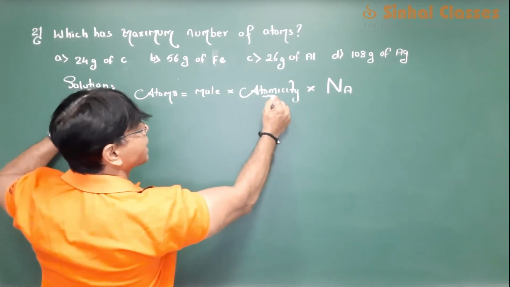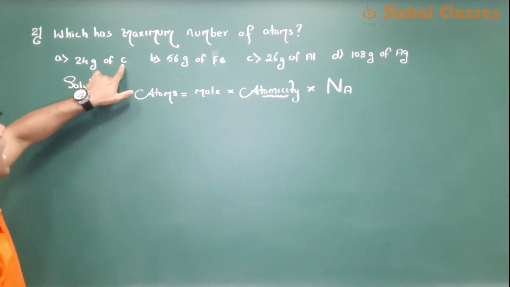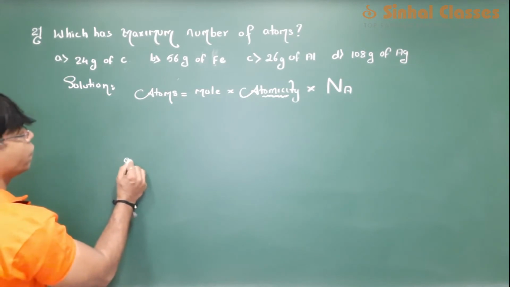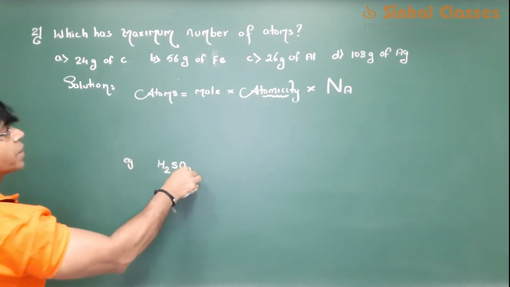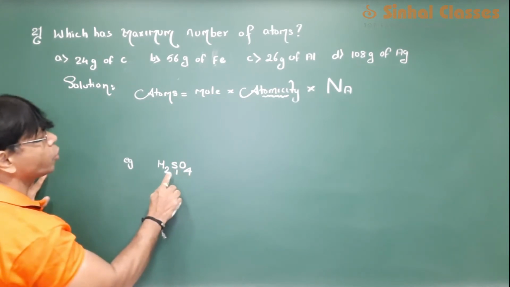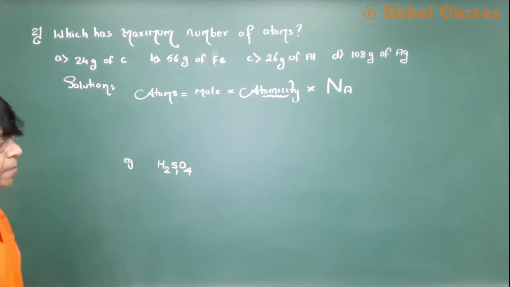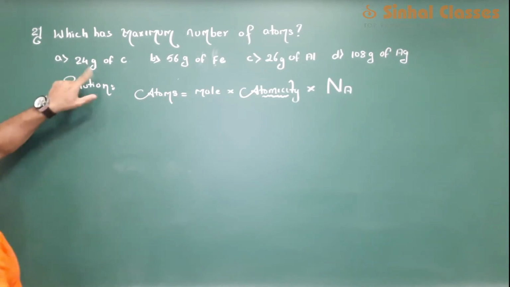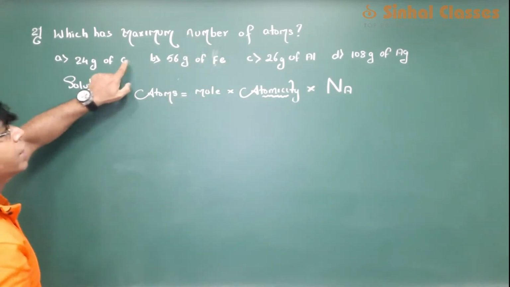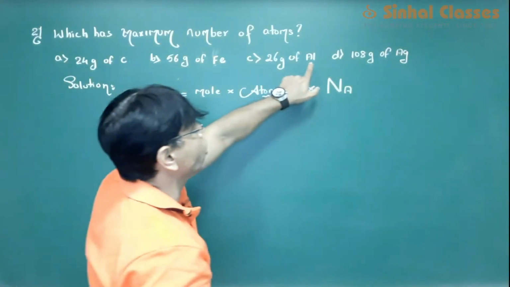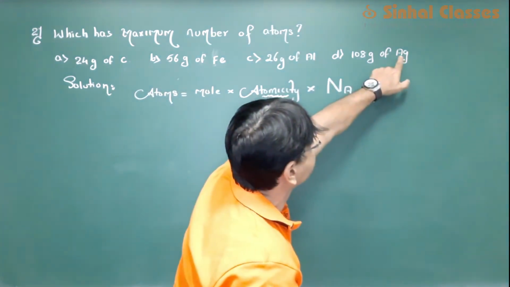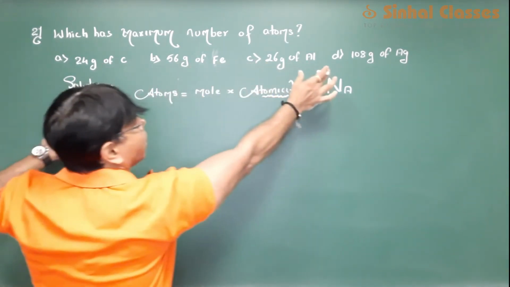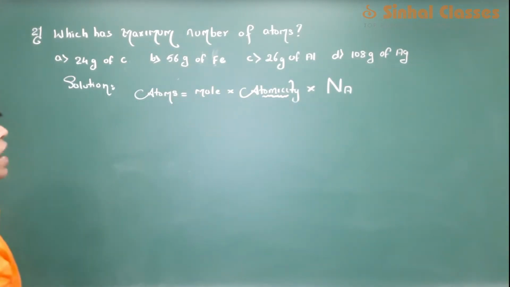Now you must be wondering, what is atomicity? Atomicity is the number of atoms present in the given molecule. For example, if I take H2SO4, atomicity will be 2 plus 1, 3, plus 4, 7. But right now in the question it is given only carbon. So atomicity for carbon will be 1. Atomicity for iron is 1, for aluminium it is 1, and for silver it is also 1. Now it becomes so easy.